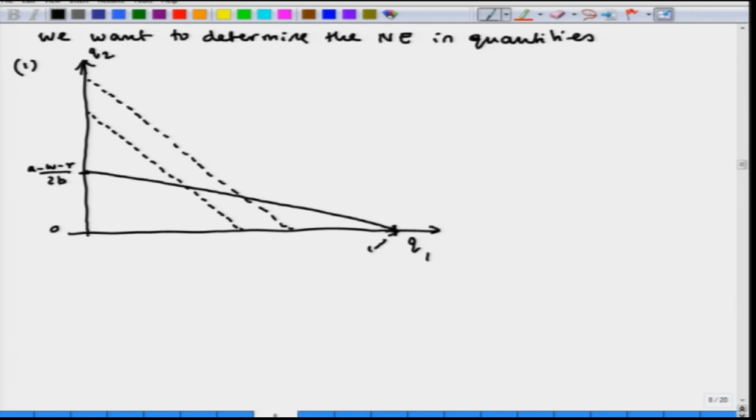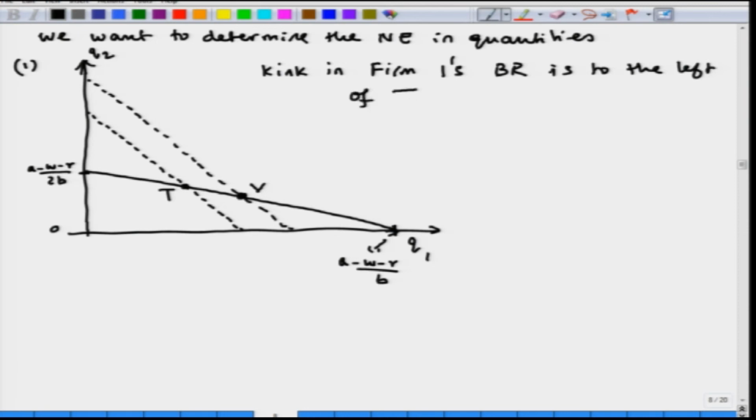So, this is, let us say, (A - W - R)/B. Now, let us call this point point T, and let us call this point point V. Now, in the first case we will say that the kink in firm 1's best response function is to the left of T. In other words, if I were to draw firm 1's best response function, we have the kink, so the kink is going to be somewhere here and this is what it takes, right.